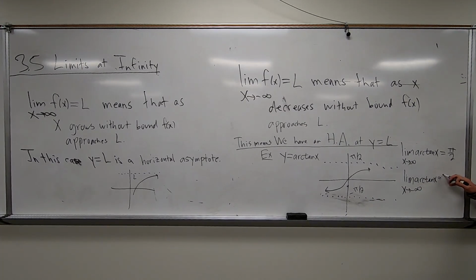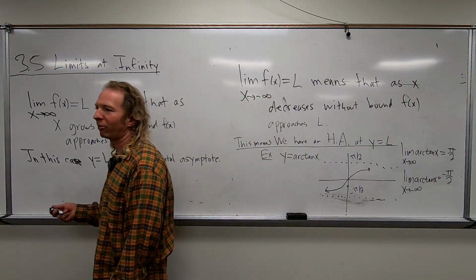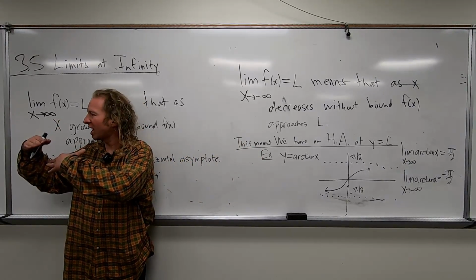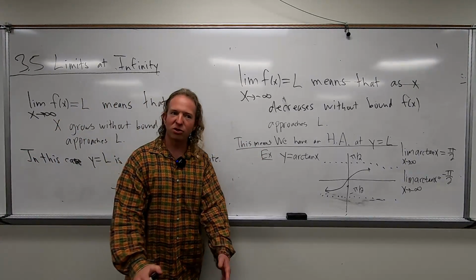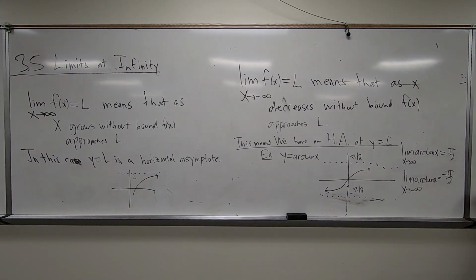And this is equal to negative pi over 2. So y equals negative pi over 2 is also a horizontal asymptote of arctangent. So arctangent is one of the first functions that you maybe see that has two horizontal asymptotes. It's kind of weird. Usually, like in college algebra, they all have one. So it's kind of deep.